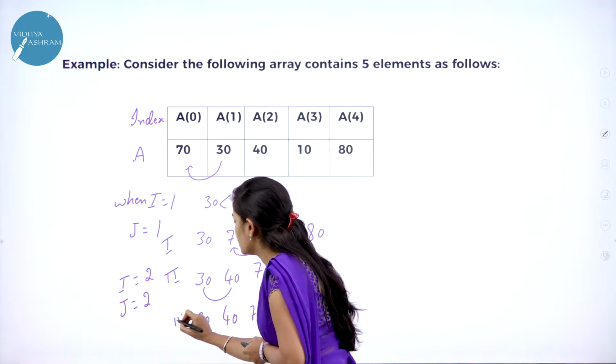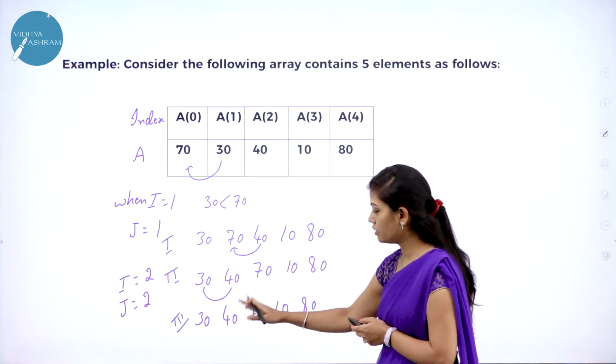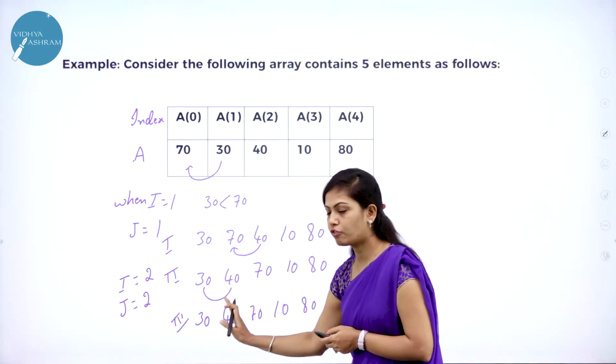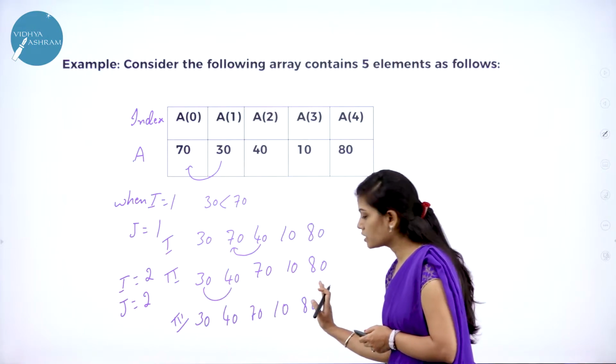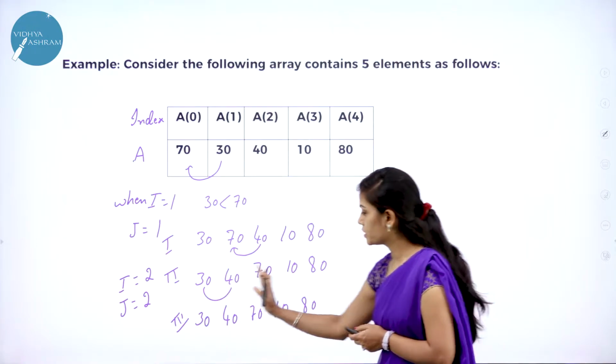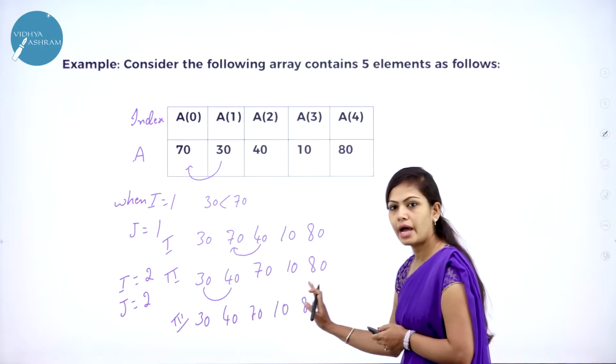This is the third iteration. This part is in sorted order. 30 and 40 are in sorted order. This part is in unsorted order: 30, 40, 70, 10 and 80.